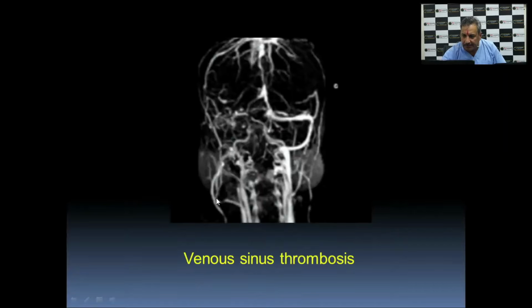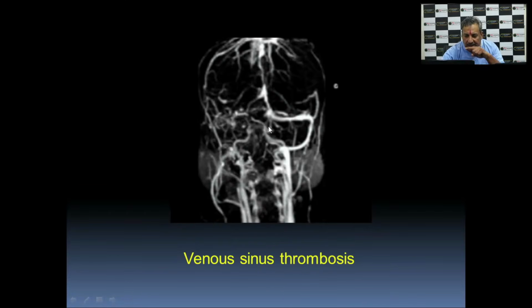See this picture. This is the transverse sinus. The arachnoid villi are in the transverse sinus. Now see, the opposite transverse sinus is absent. It is completely thrombosed. So the pressure gradient is high.